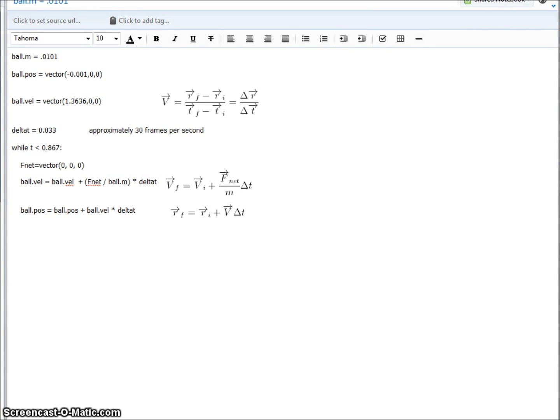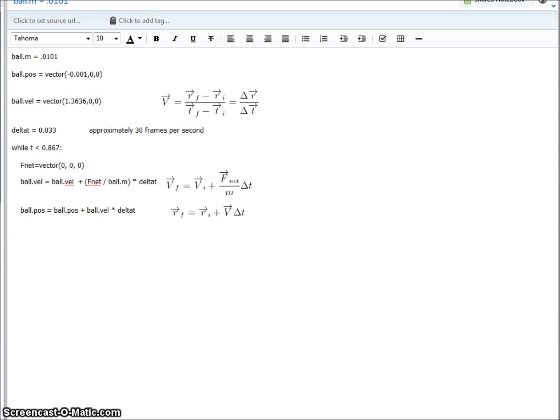First, we set the ball's mass to 0.0101 kilograms. This is unfortunately not an exact number and is estimated based on total weight of a container of 250 identical balls. Next, we use the starting position of negative 0.001, 0, which we took from the video.